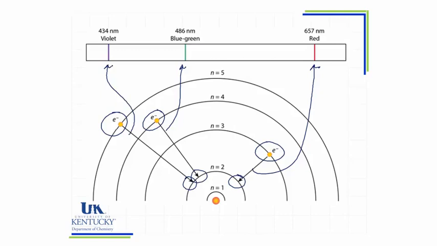Now what if an electron went from n equals 5 all the way down to n equals 1? That would be an even greater energy yet, and that would have to be somewhere down here, further away from the visible spectrum, and you wouldn't see it in the visible spectrum, but it still would be electromagnetic radiation with a high energy.